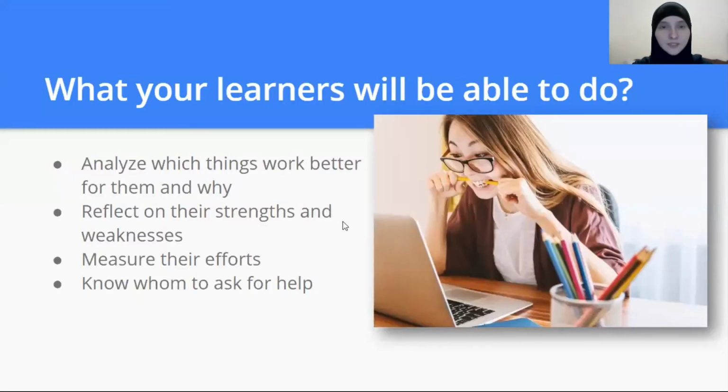Now, it's time to summarize everything. What will our autonomous learners be able to do if we develop their autonomy? Well, first of all, they will be able to analyze which things work better for them and why. They will be able to reflect on their strengths and weaknesses and measure their efforts and know whom to ask for help. So just follow these strategies, these steps, and try different tools, see what works better, and then hopefully your students will be involved in the process.